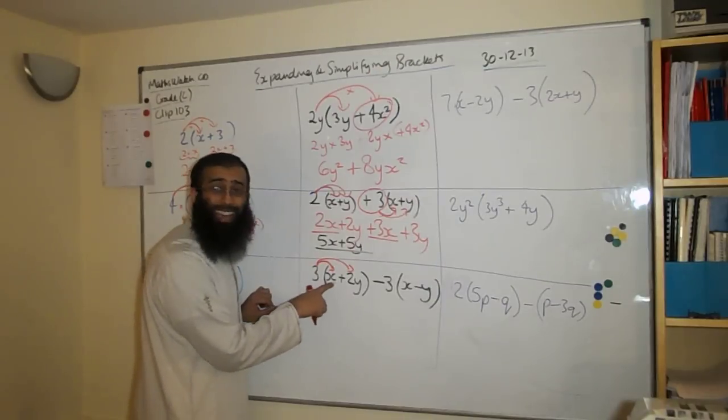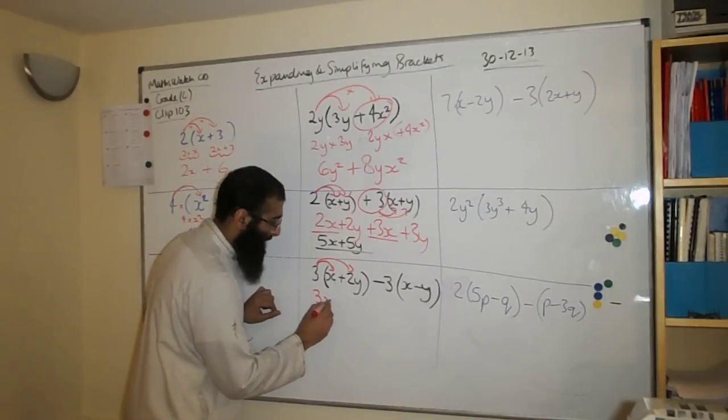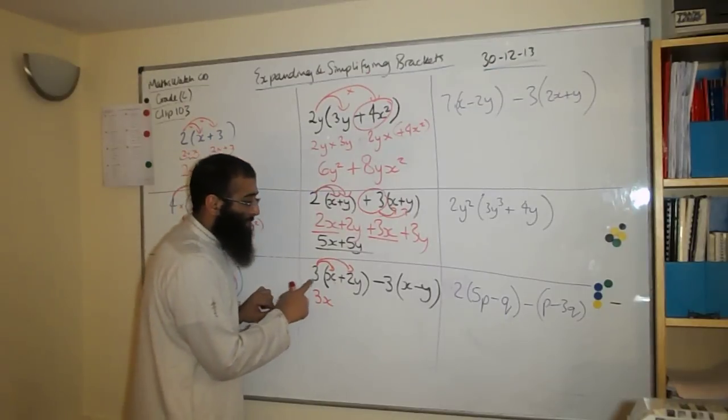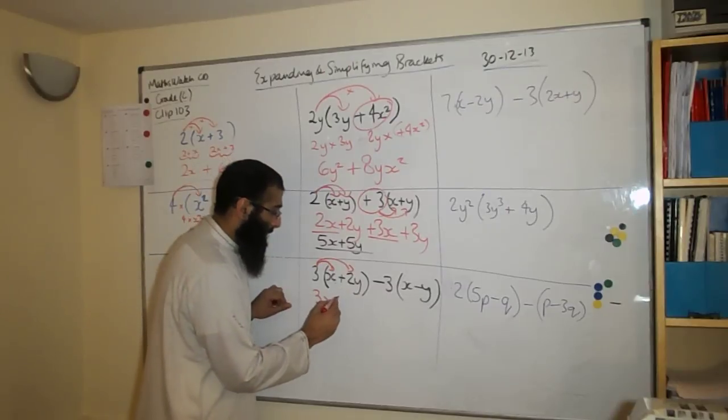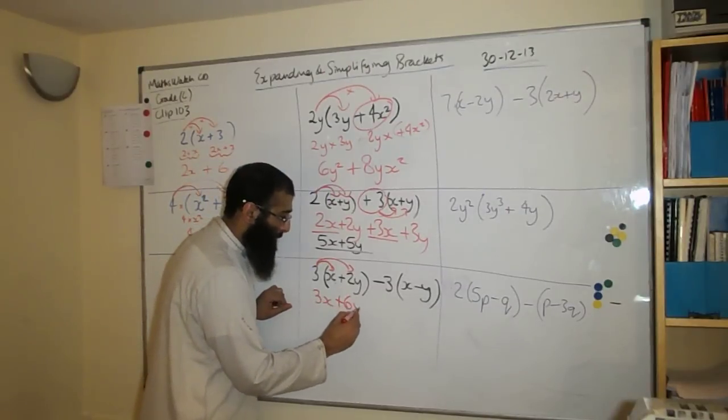3 times by x will give us 3x. 3 times by plus 2y. Remember, it's 3 times by plus 2y. That will give us plus 6y.